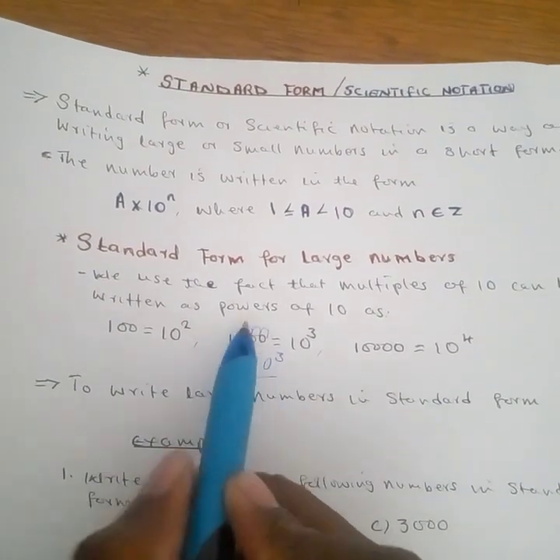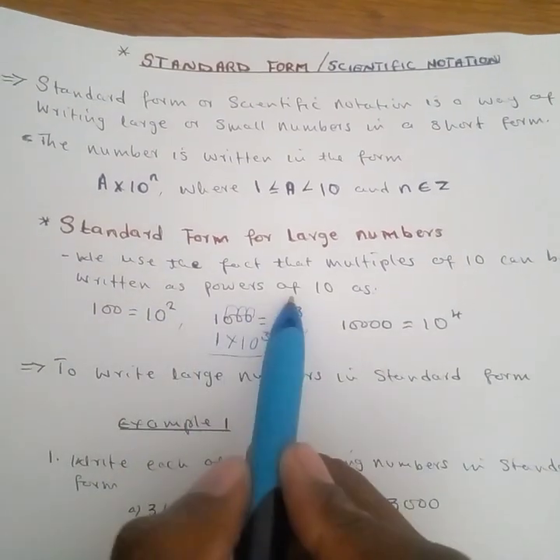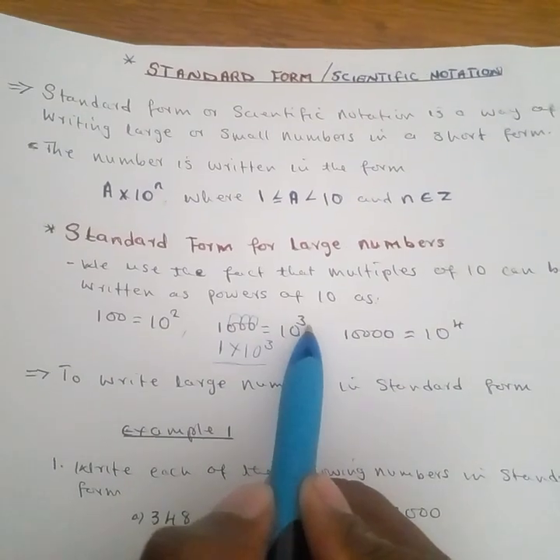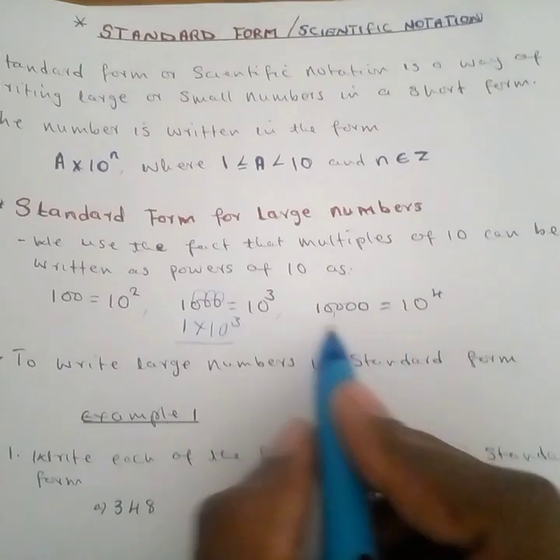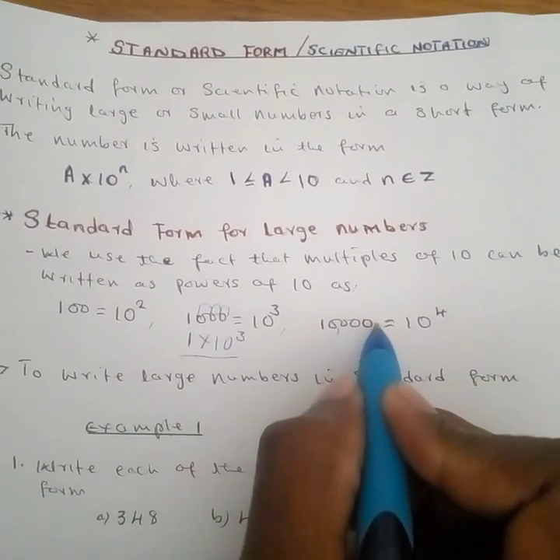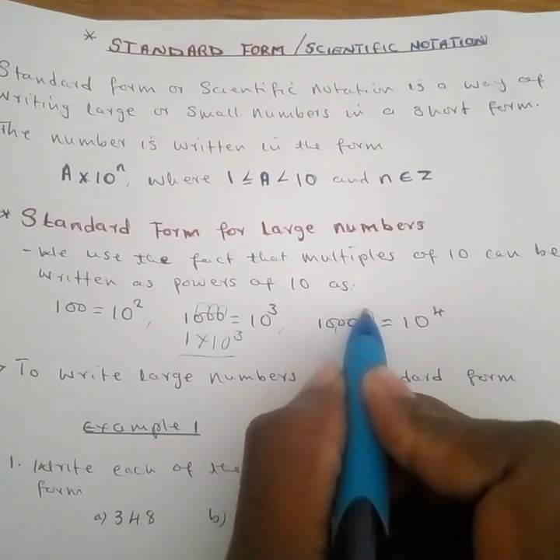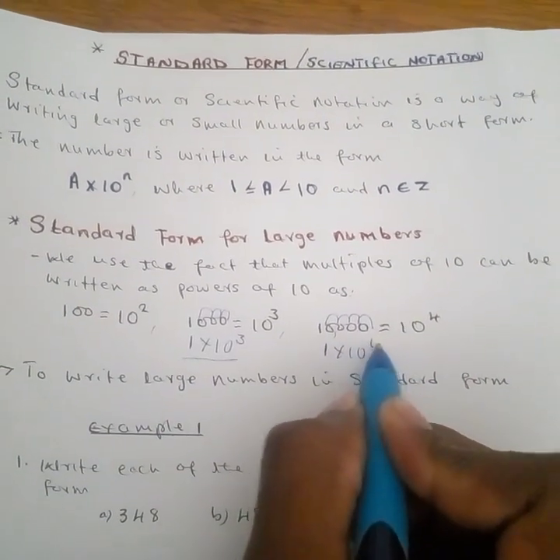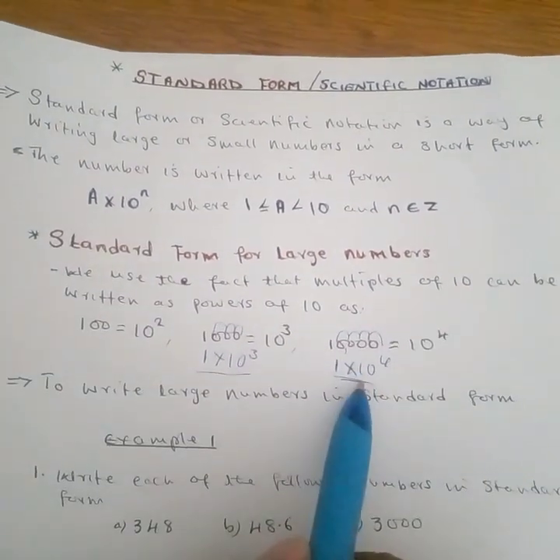So we use the fact that multiples of 10 can be written as powers of 10 as follows. 1000 is the same as 10 to power 3. 10,000 can be written as 10 to power 4. To write it in this form, we move the decimal point from in front of this number: 1, 2, 3, 4. So it will be 1 times 10 to power 4. This is the same as this one, and this is in standard form.